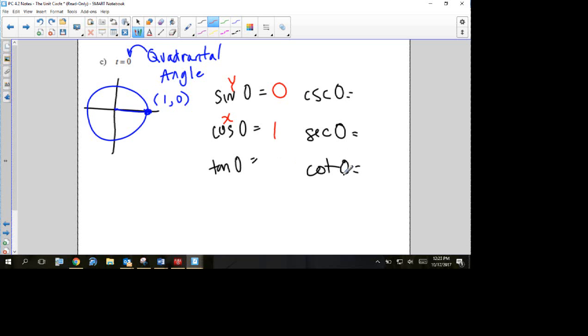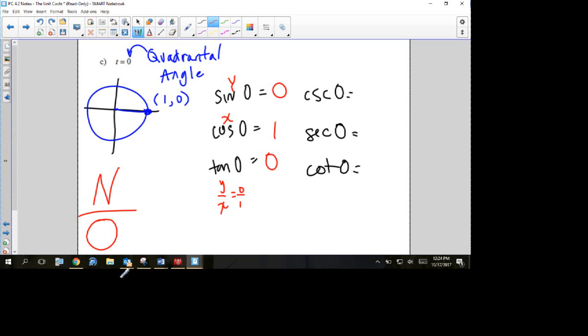1. And tangent is y over x. So we put y over x. We put sine over cosine. We get 0 over 1. Is 0 over 1 possible? Yes, it is. It is 0. When is it not possible? When you have a number over 0, you say no.